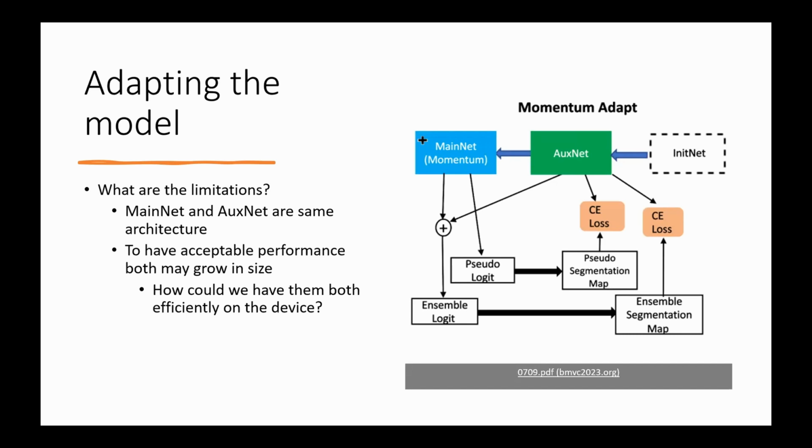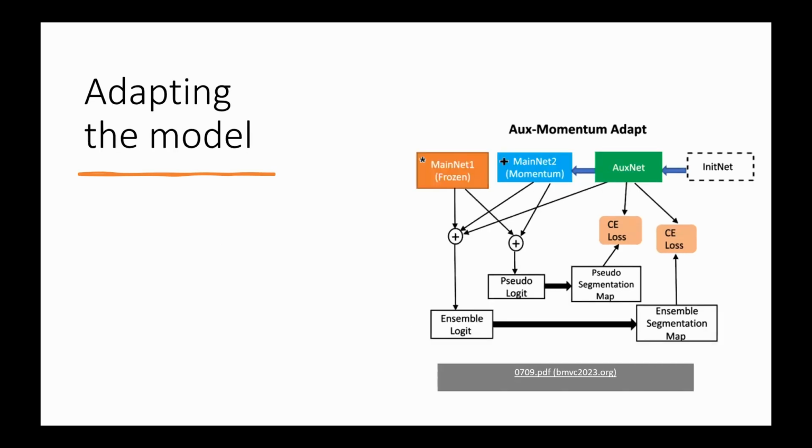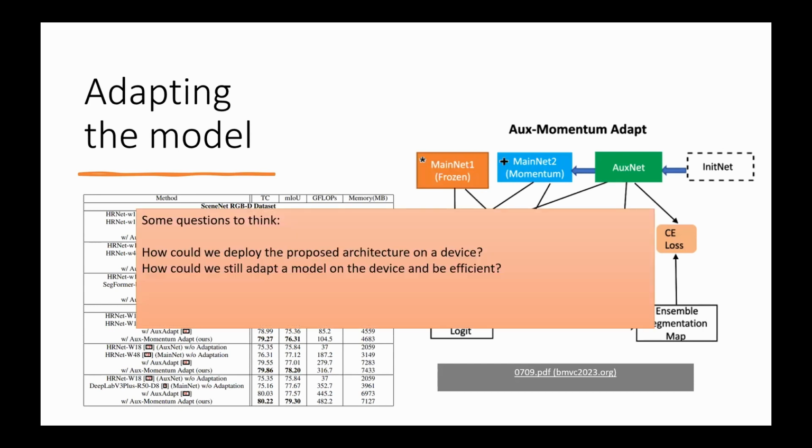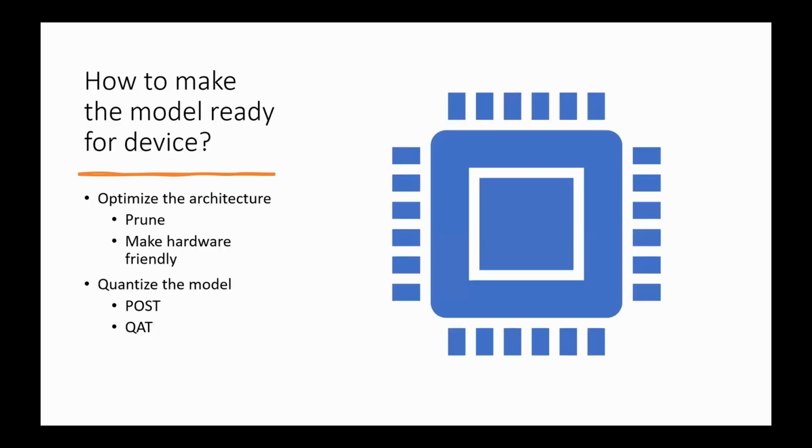Okay, if this has answered the question, then maybe I could now move forward. What we discussed so far was not on the device. One question would be: how could we deploy the proposed architecture on a device, and how could we still adapt the model on the device and be efficient? I leave these questions to think about a little bit, and then I take a detour to model deployment for the device.